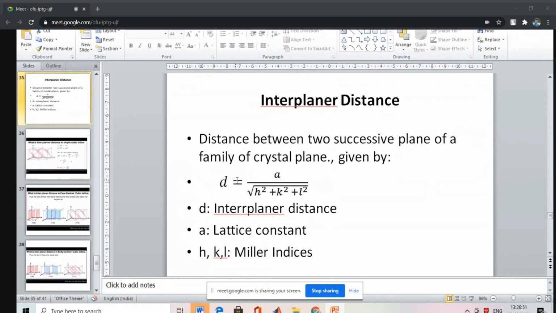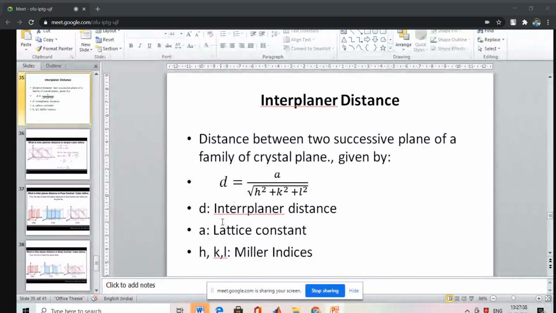Then write the next structure, BCC. In BCC, D100 is half of SCC, that is A by 2. Okay. And D111 is A upon root 3. एक लाइन छोड़ के फिर नीचे FCC लिखो. In FCC, D100 is A.